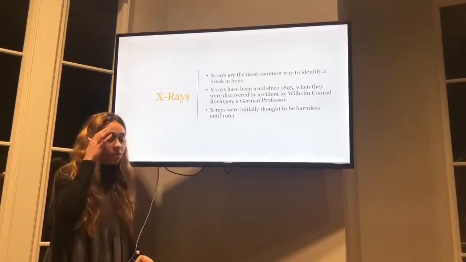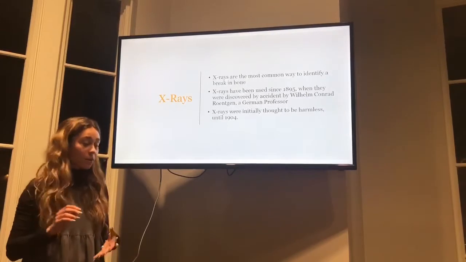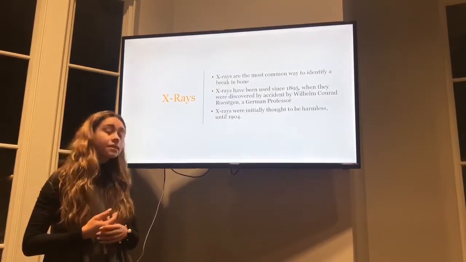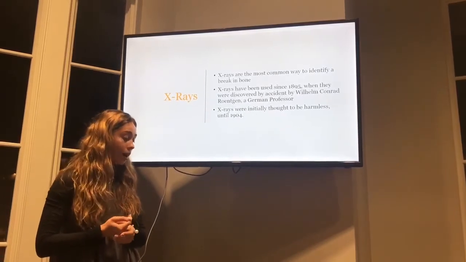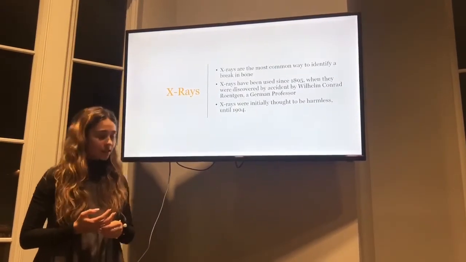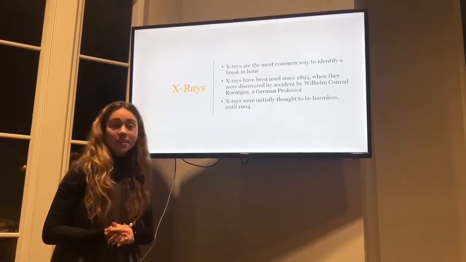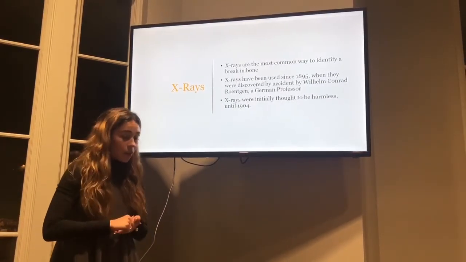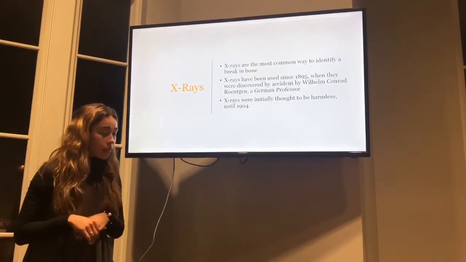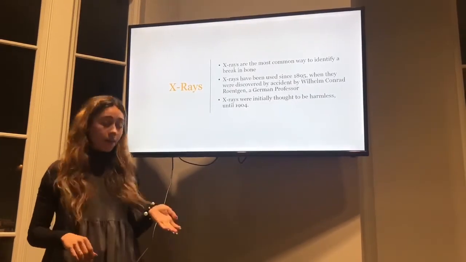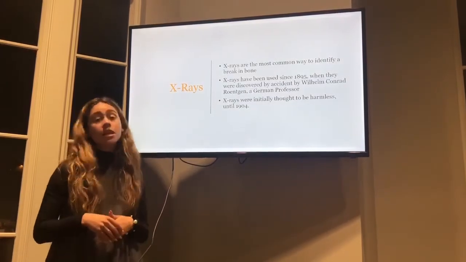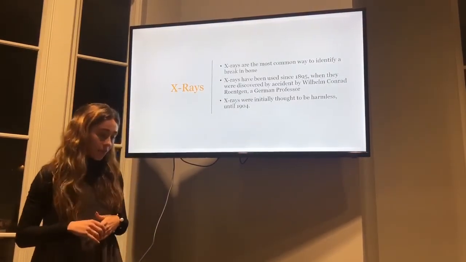X-rays are the most common way to identify a break in a bone. X-rays have been used since 1895, when they were discovered by accident by Wilhelm Conrad Röntgen, a German professor. Radiation, the technique employed, penetrates the soft tissue but not the bone, producing an image through shadows. This is in comparison to an MRI, which can penetrate both bone and soft tissue to create a 3D image of the fractured or damaged area.